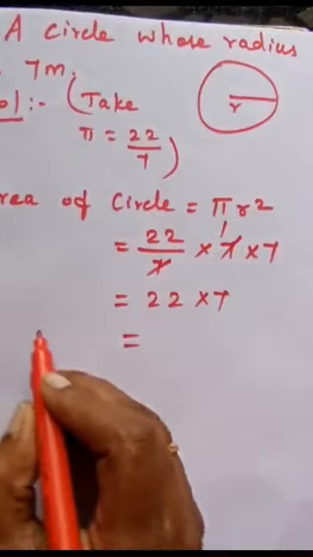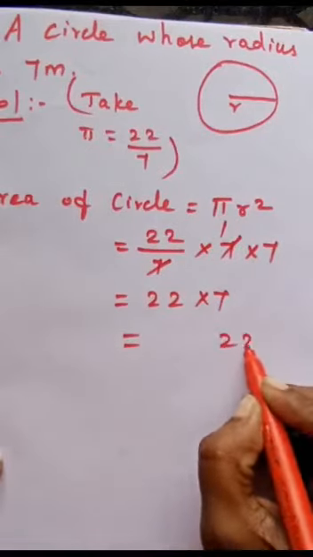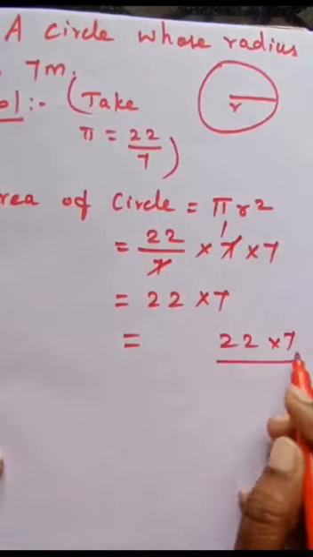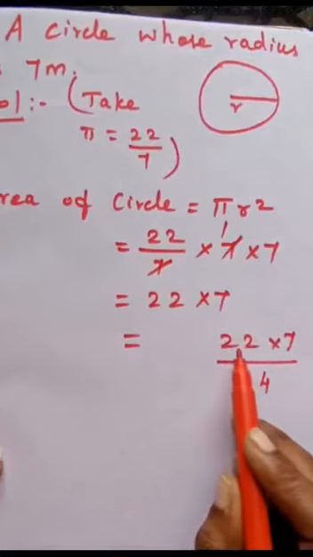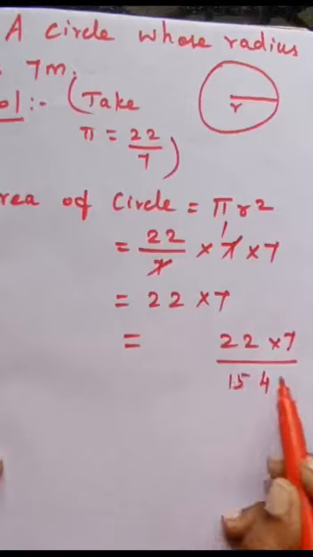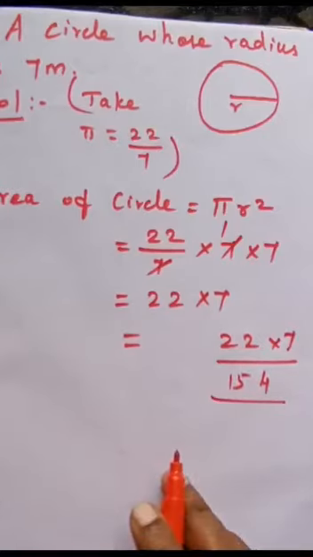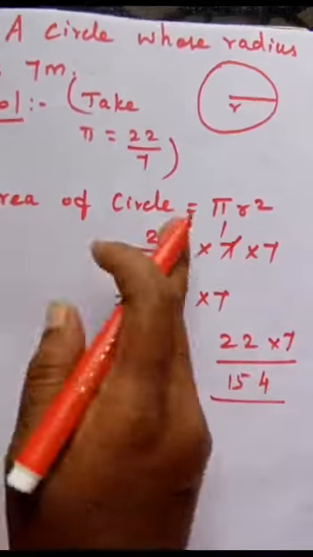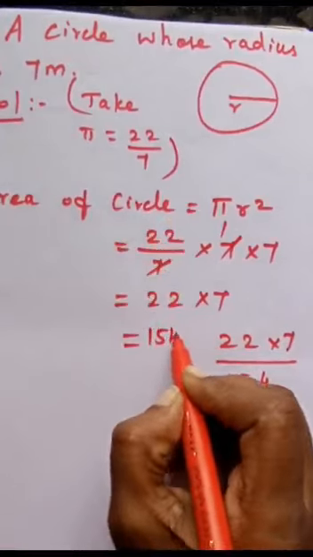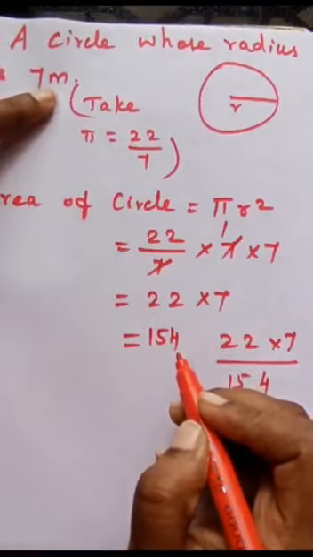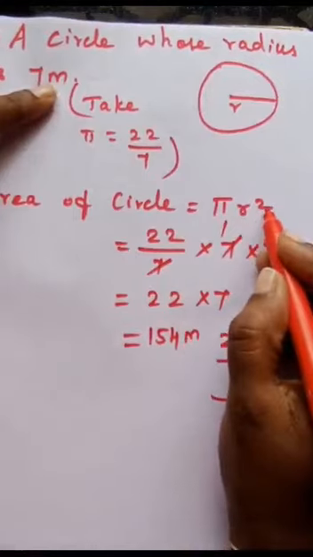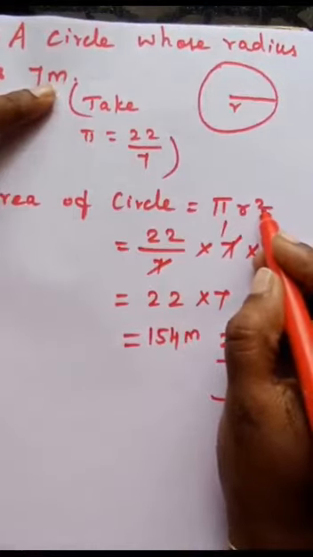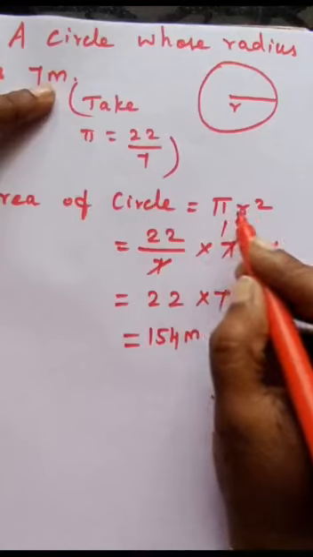I'll show you the multiplication process. See, 22 into 7. 7 2s are 14, balance 1, and 7 2s are again 14 plus 1 is how much? 15. So for the final answer, we found the answer. Area of circle is what? 154. The unit is given in what? Meter.